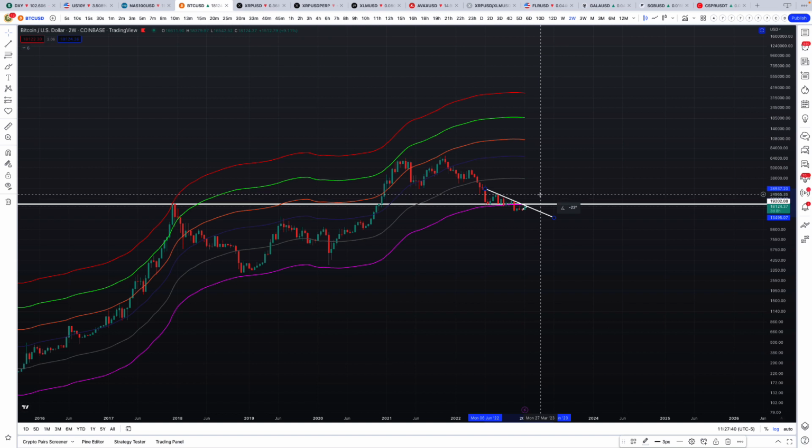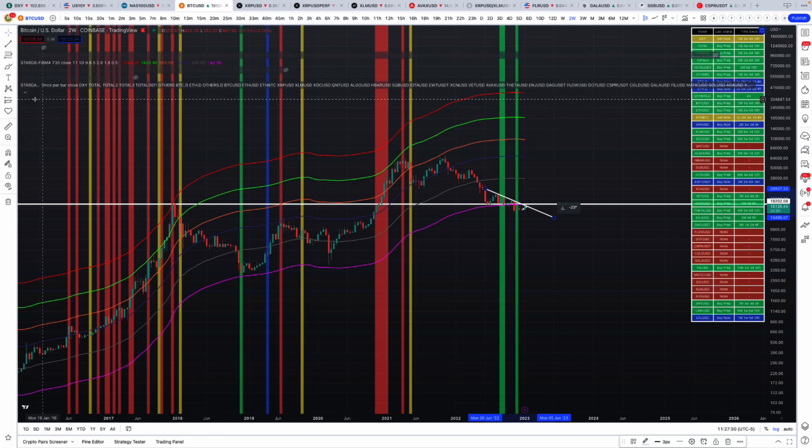At the bare minimum would be retesting these highs over here around 24. So I think we're in the early stages of this move, to be honest. Plus we have the 2-week prepare to buy soon. This candle closes in 3 days.